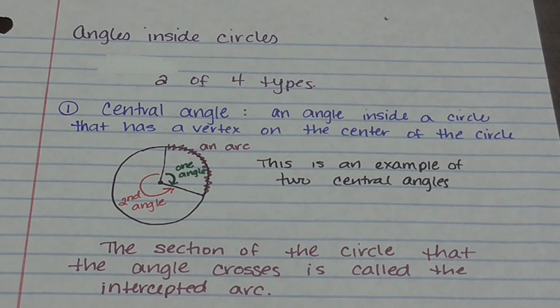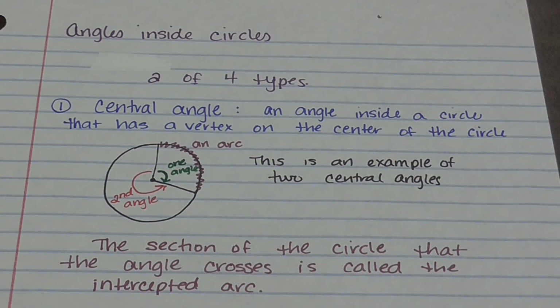There are 4 different types of angles we're going to deal with inside circles or around circles, involving circles. 4 different types of angles. These notes are to take care of 2 of 4. The first one is a central angle.